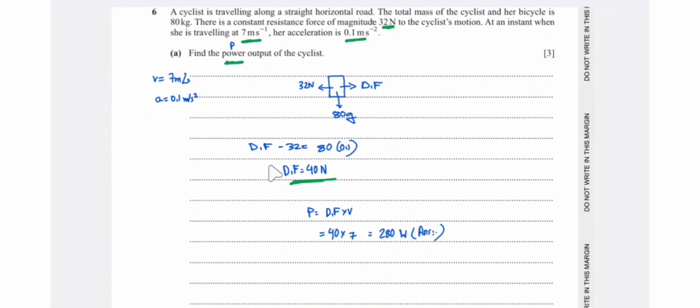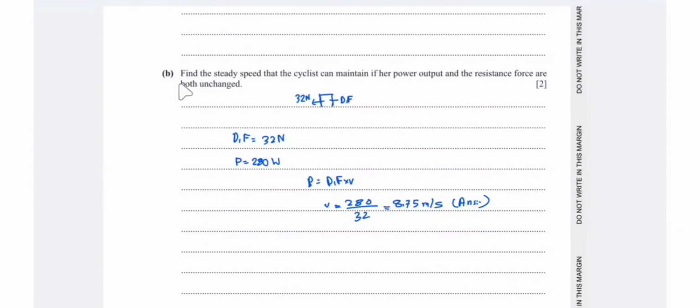So we find the value of driving force. Now since we know the value of driving force, we know that power is equal to force into velocity, that is, power is equal to driving force into velocity. So we know the value of driving force and the velocity is 7 meter per second. After multiplying, we get a power of 280 watt.